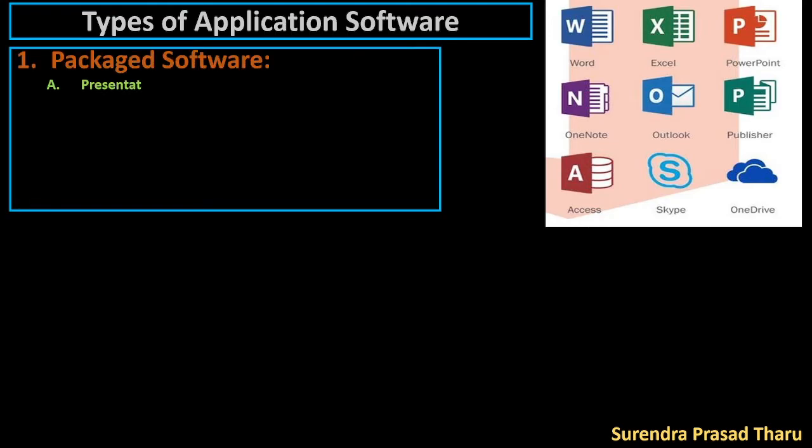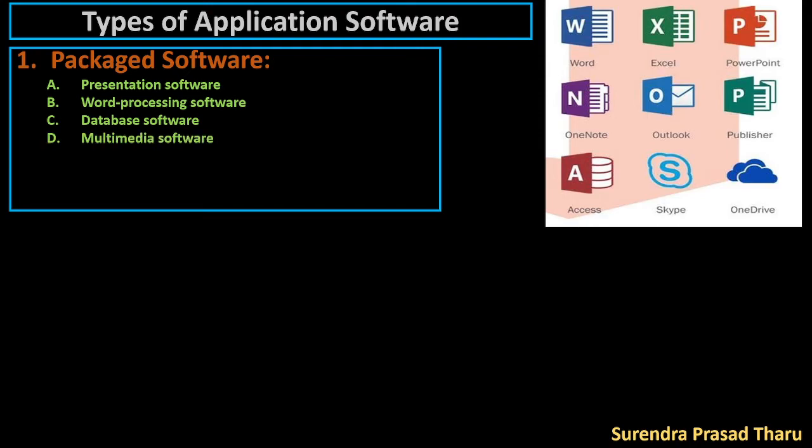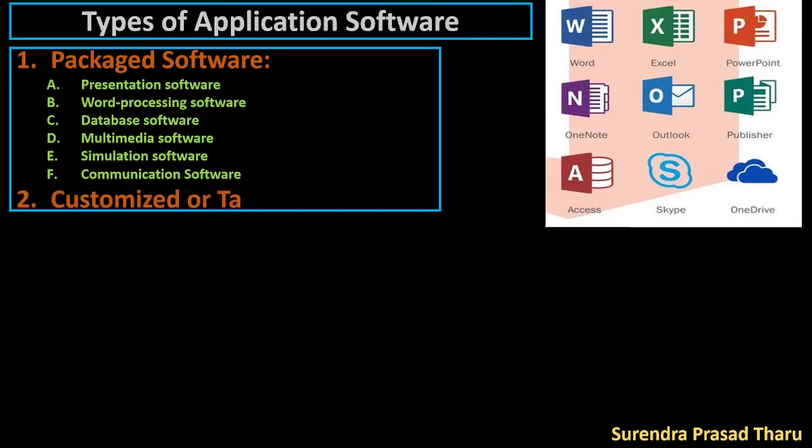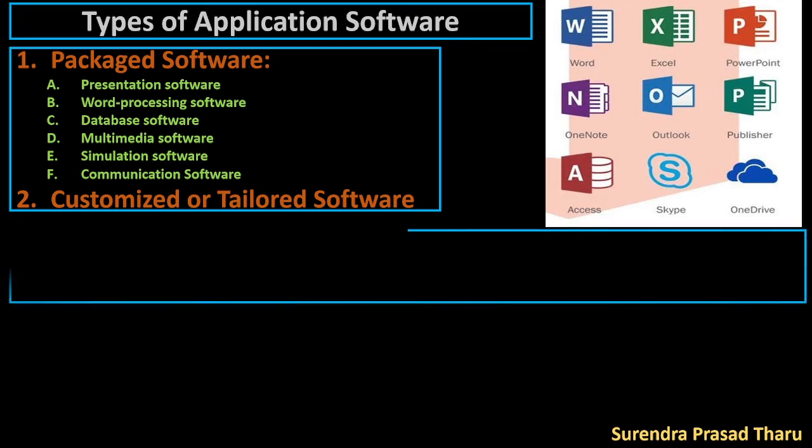Application software is broadly categorized into two categories: package software and customized software. Under package software there are thousands of application software, like presentation software such as PowerPoint, Keynote and Corel Draw, and word processing software like WordPad, Notepad and Microsoft Word. Then there is database software, multimedia software, simulation software, and communication software, and in the same way customized or tailor-made software.